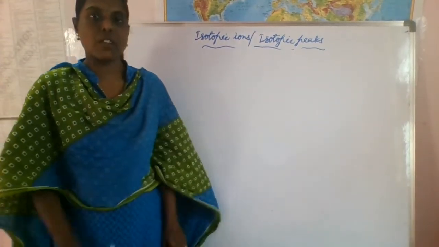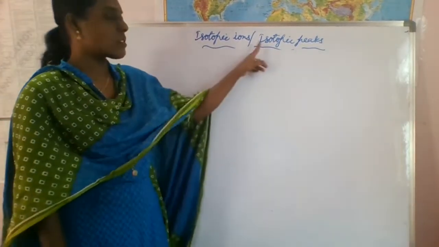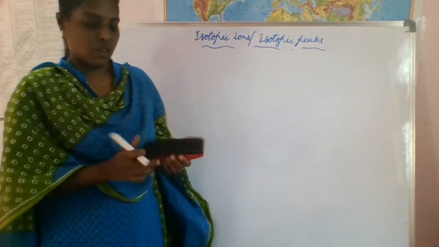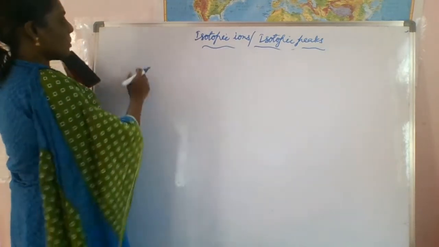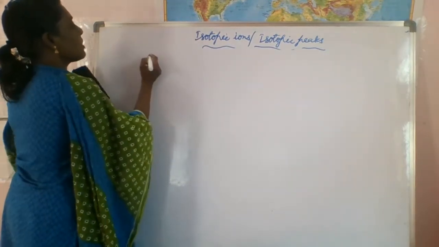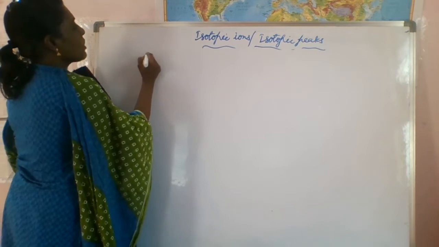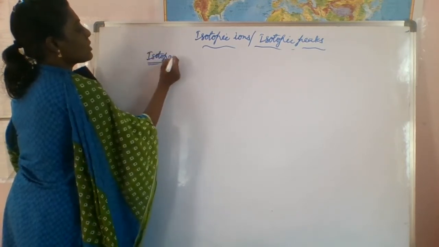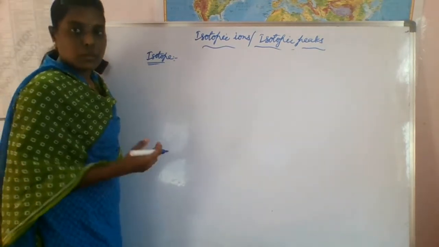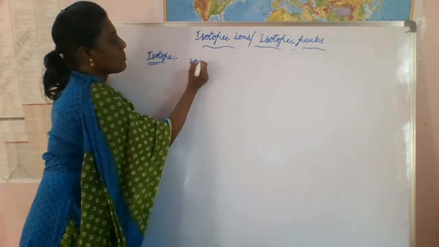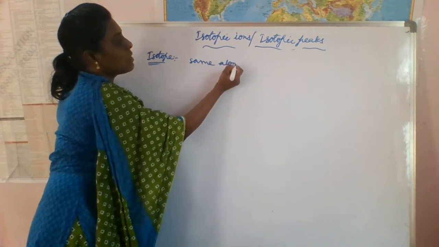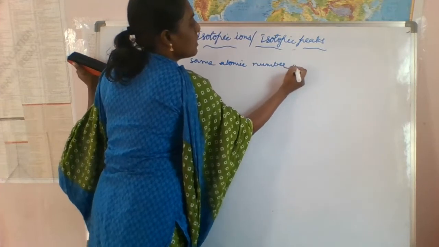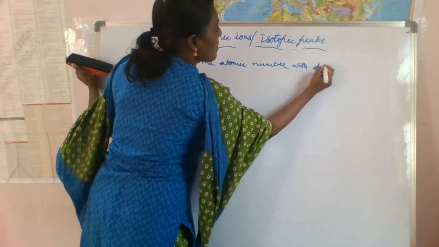Good morning, students. Today I am going to explain about the isotopic ions or isotopic peaks. So let's see what an isotope is. I know you have already studied isotopes, but I want to tell you once again. Isotopes are nothing but atoms having the same atomic number with different mass numbers.